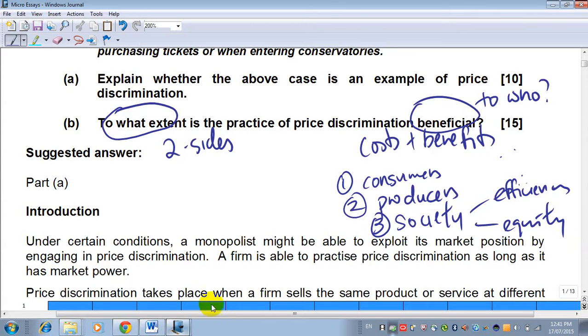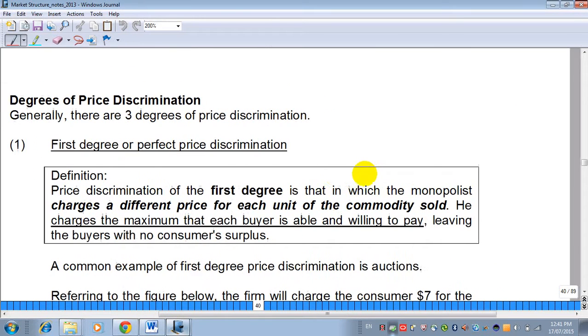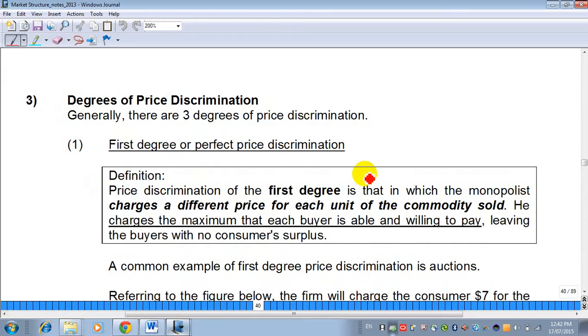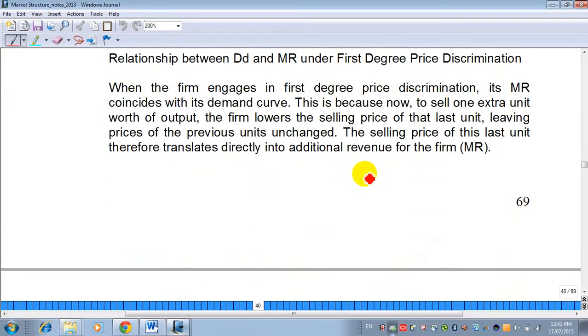All right, now, in order to teach you the costs and benefits of price discrimination, most of which belong to costs and benefits under first degree price discrimination, I would like to first go through what first degree price discrimination is about. I would like to improve your understanding of it. So I would now like to request that you turn to page 69 of your market structure lecture notes.